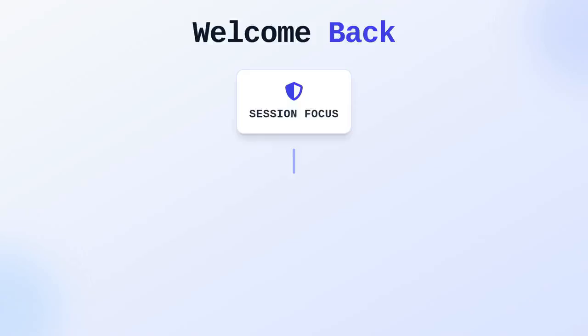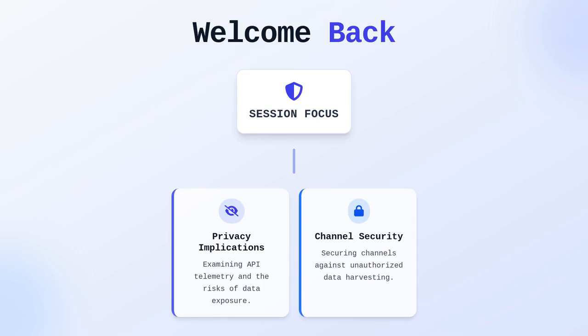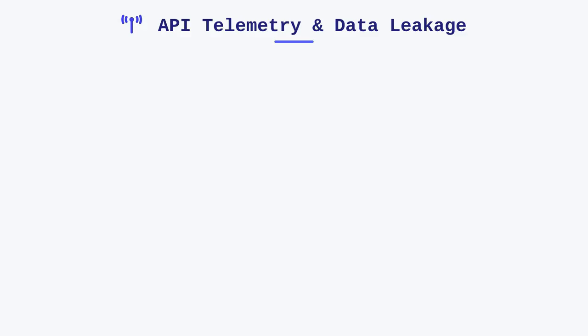Welcome back. In this session, we will examine the privacy implications of API telemetry and how to secure these channels against unauthorized data harvesting. API telemetry serves as the nervous system of modern distributed applications, providing essential visibility into performance, usage patterns, and potential security threats.